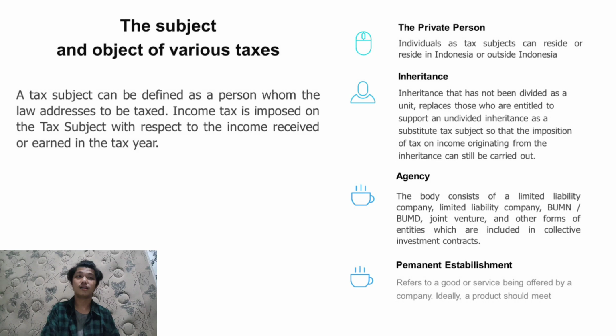Number 4 is permanent establishment. What is meant by a permanent establishment is a form of business used by an individual who doesn't reside in Indonesia, or who stays in Indonesia for no more than 183 days within a period of 12 months, or an entity that is not established and is not domiciled in Indonesia to run a business or do activities in Indonesia.